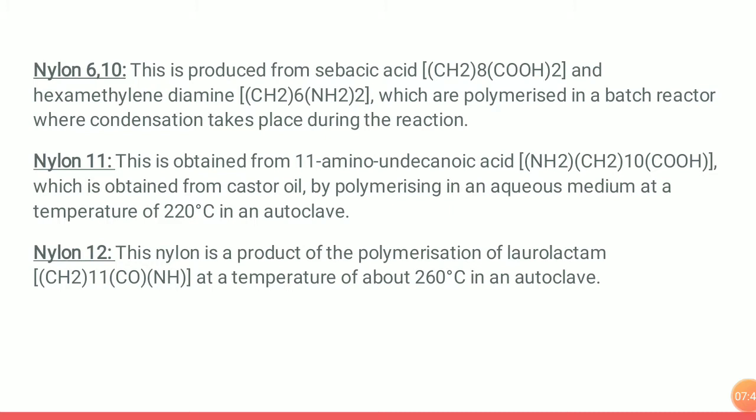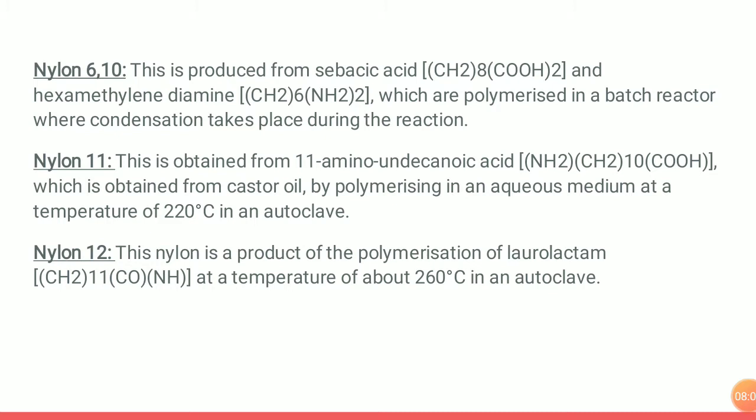So we can see here all the types require a certain type of monomer, and there is an autoclave process. All of them require an autoclave. The process is a batch process, and the temperatures are maintained at around or above 200 degrees Celsius. All of them require different types of monomer, or we can say raw material.